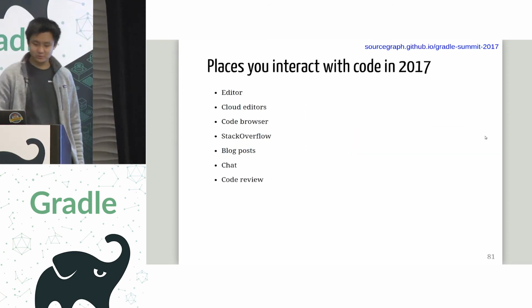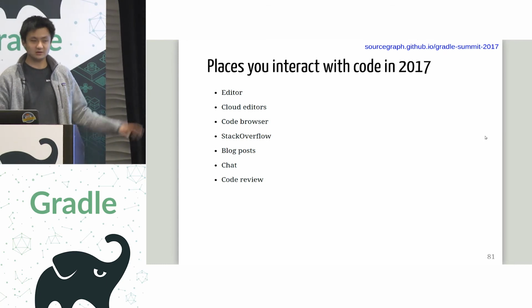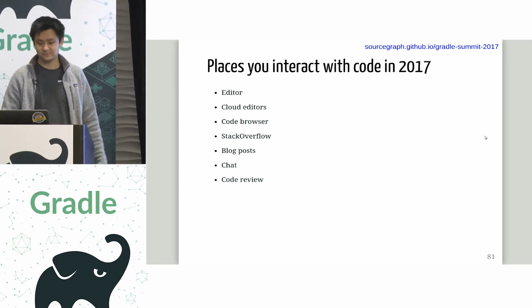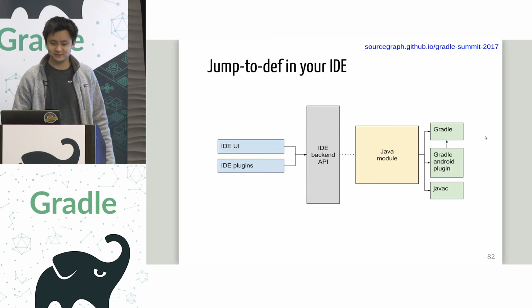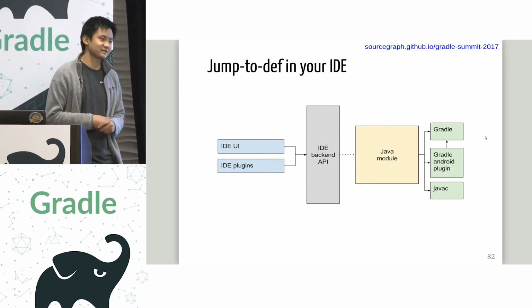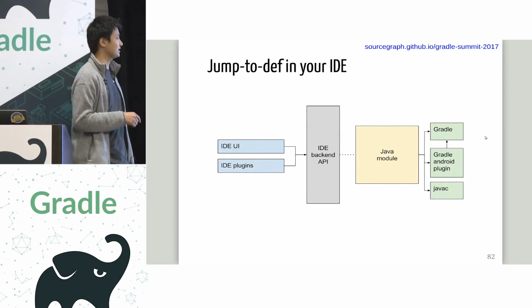So the question is, how can we bring the brains of an IDE to all of these other different places? And how does Gradle fit into that picture? So if we look at the general architecture of an IDE, it kind of looks like this. And this is a gross oversimplification.